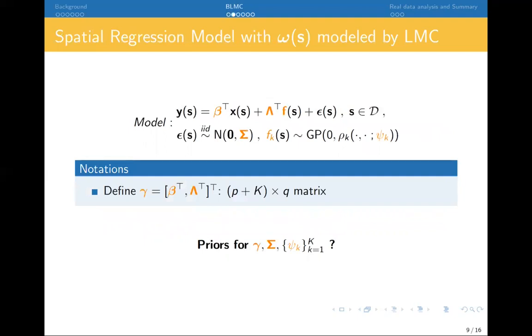These slides give the LMC model. Here we color all the parameters we want to get posterior inference for in orange, except for F, which is hierarchically modeled by a zero-centered Gaussian distribution, and we let it depend on a hyperparameter set psi_k. We need to find the prior for the rest of the parameters. Here we define gamma as the regression coefficient matrix beta aligned with the loading matrix lambda. And then we need to find priors for gamma, sigma, and the hyperparameter set psi_k.